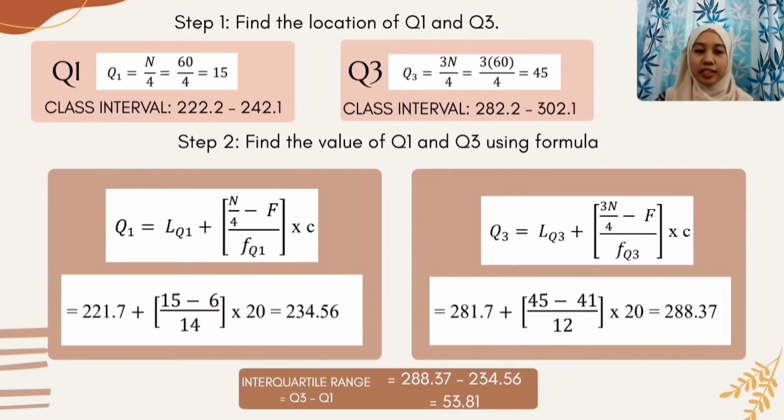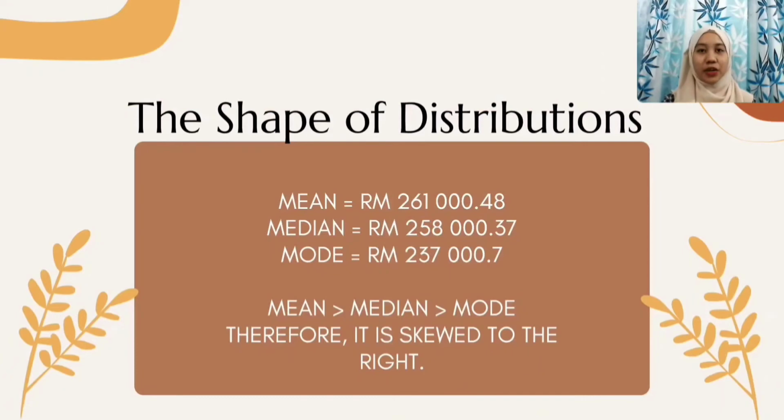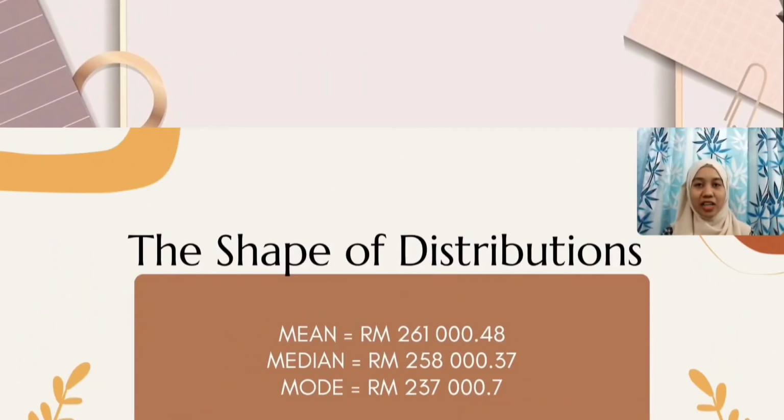Then we can calculate the interquartile range, which is Q3 minus Q1, and we get the answer 53.81. After we calculate the measures of central tendency, we can determine the shape of the distribution, where the value of the mean is more than the median, and the median is more than the mode. Therefore, the shape of the distribution is skewed to the right.